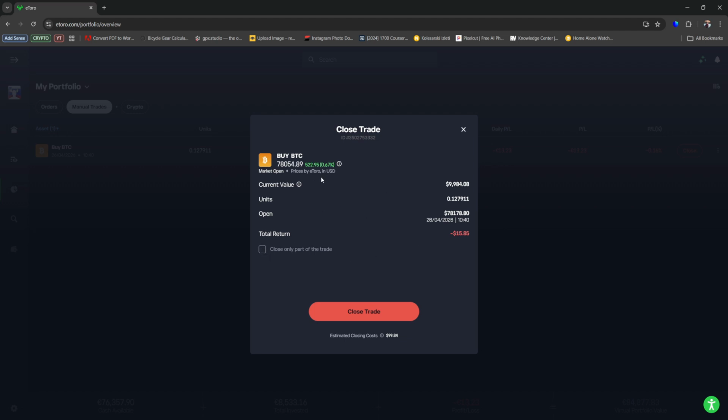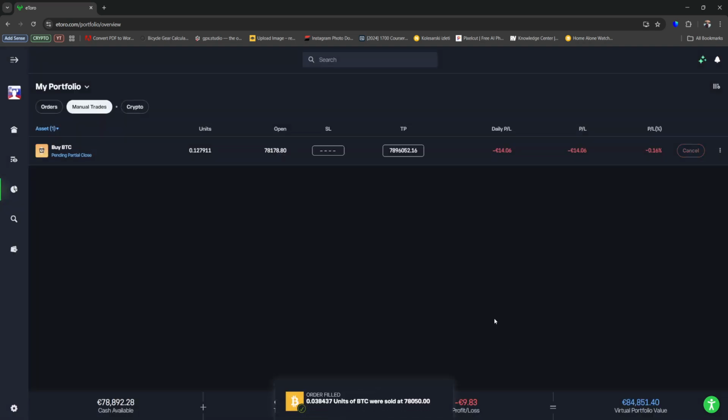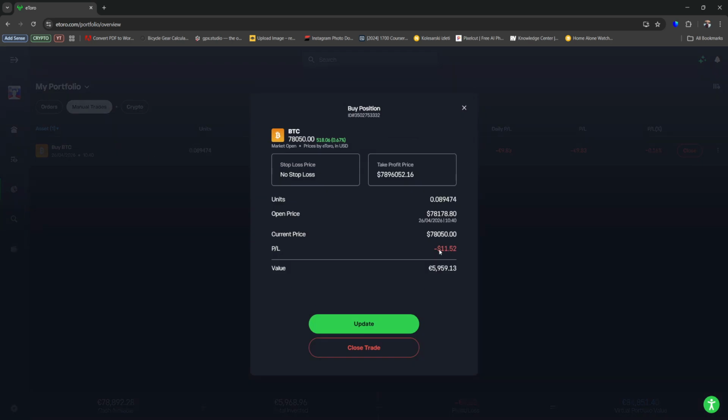Now, if I don't want to sell the whole Bitcoin, I can check close only part of the trade, and I can adjust here, let's say 3000, just like that, and I can close an amount of 3000. And if I press that, I will still have my Bitcoin here, but I just sold part of it. This is really great when you are in profit.